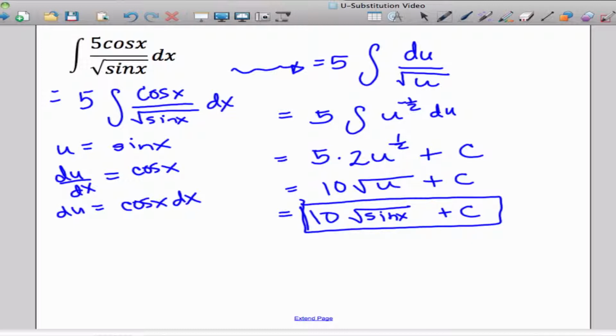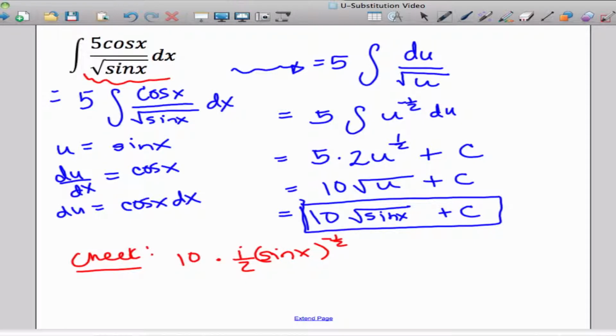Okay, again, we can check our answer using the chain rule. So to check this, we find the derivative of our answer and make sure we get exactly what we started with here in the integrand. So to check our answer, here's our derivative. We have 10 times the derivative of root sine x, which is 1/2 times sine x to the negative 1/2 power. We're subtracting 1 from the exponent now because we're differentiating, times the derivative of our inside function. Derivative of sine x is cosine x, and then plus 0 because that's the derivative of any constant.